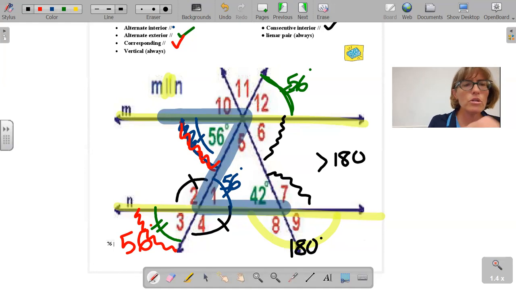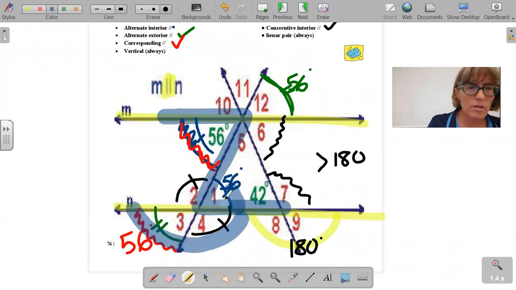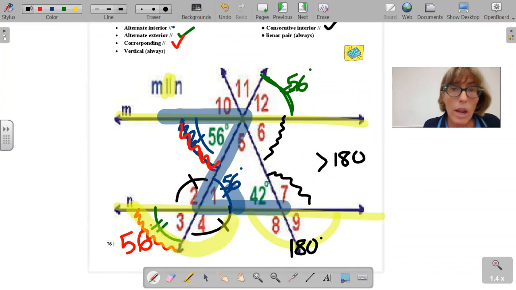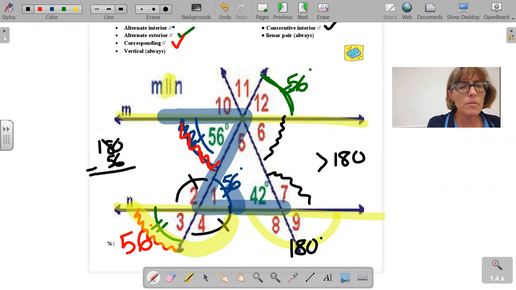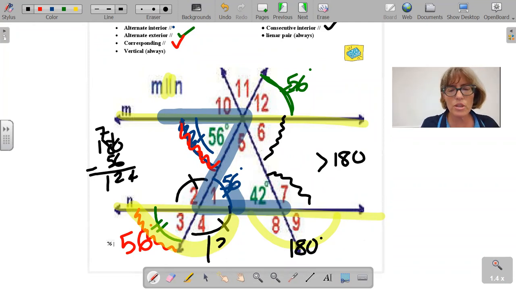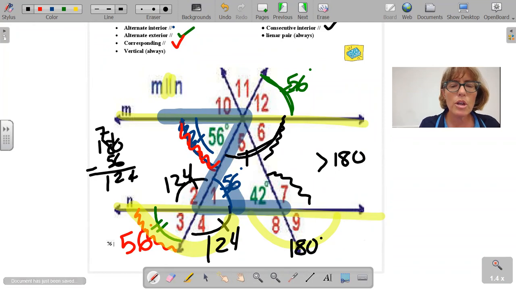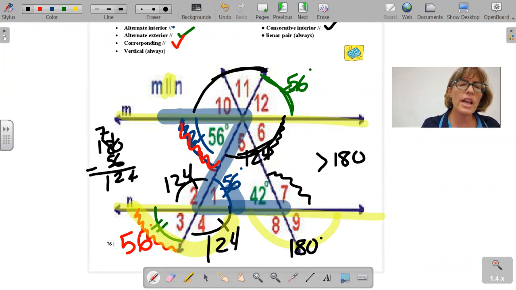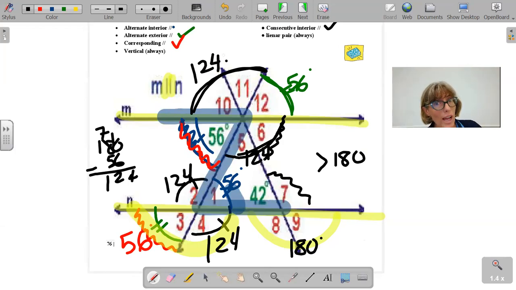Linear pairs, we go like this. Let me keep the color straight. Let's make that yellow. If that is 180, we're going to do 180 minus 56. Get 124, so of course this is 124. Careful here, this entire 5 and 6 together is 124, and then 10 and 11 together is 124. What else can you find?